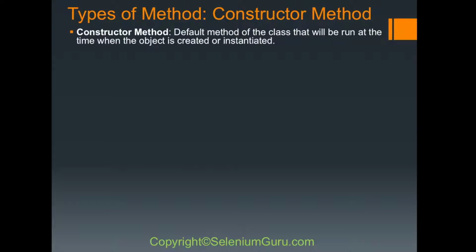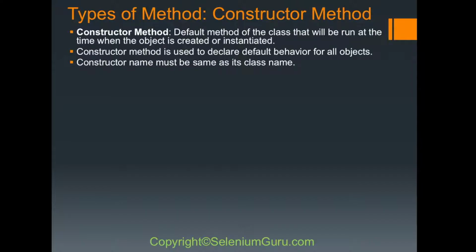Constructor method is the default method of the class that will be run at the time when the object is created or instantiated, okay? What that basically means is as soon as you create an object from the class, you're actually running the constructor method first, okay? So constructor method is used to declare default behavior for all objects. So if you wanted to declare some default behavior for all objects, you can create a constructor method.